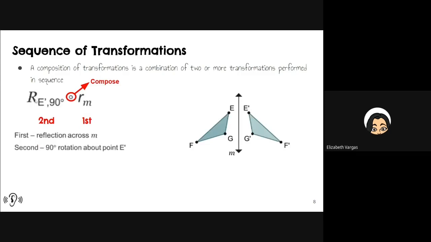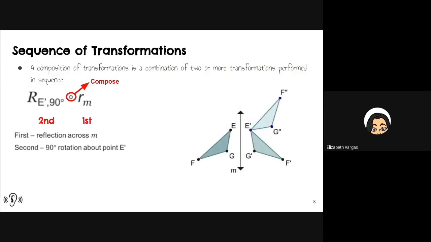Remember that this capital R stands for rotation. This tells us what our origin is, and then we know our angle of rotation. And so after we complete the first transformation, then we are allowed to complete the second transformation. And then at the end, we will arrive at this image. Okay, so that's what a composition of transformations is. The biggest takeaway to remember is that we work from right to left.